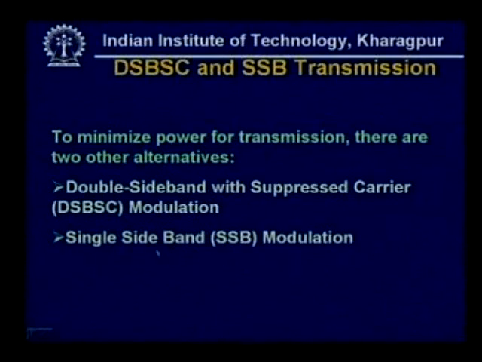So, if we can send only one of the two sidebands and can recover the original signal, that is the modulating signal, that means we shall be able to perform transmission with minimum power. The power required for transmission, the power required to drive the antenna, will be much less.